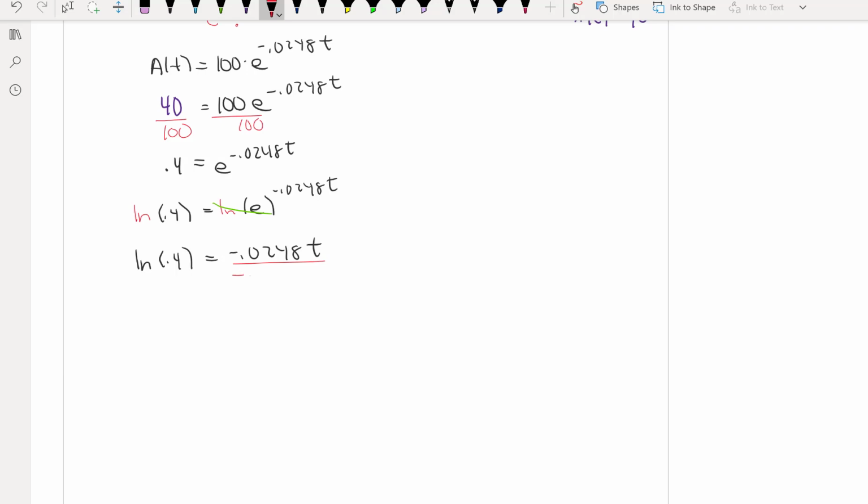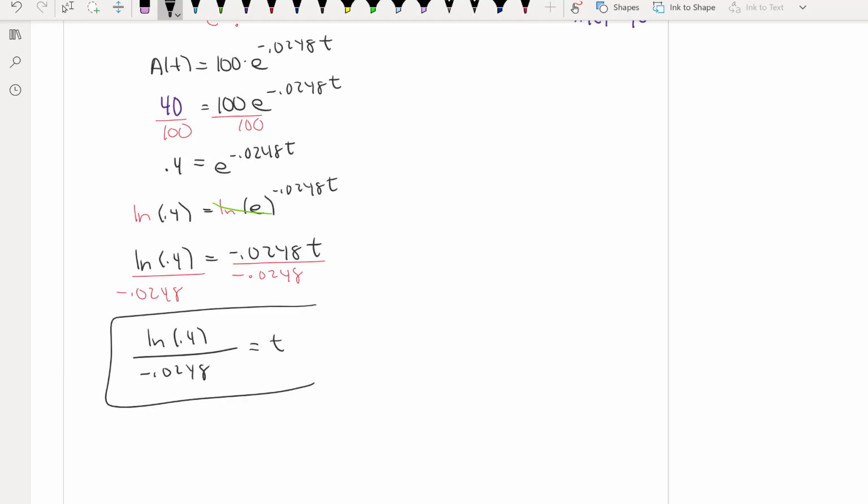So now, since it's together, bound by multiplication, to break that bond, it would be division. So divide by negative 0.0248. So I have that ln of 0.4 divided by negative 0.0248 is equal to my t value. And that would be my exact answer.